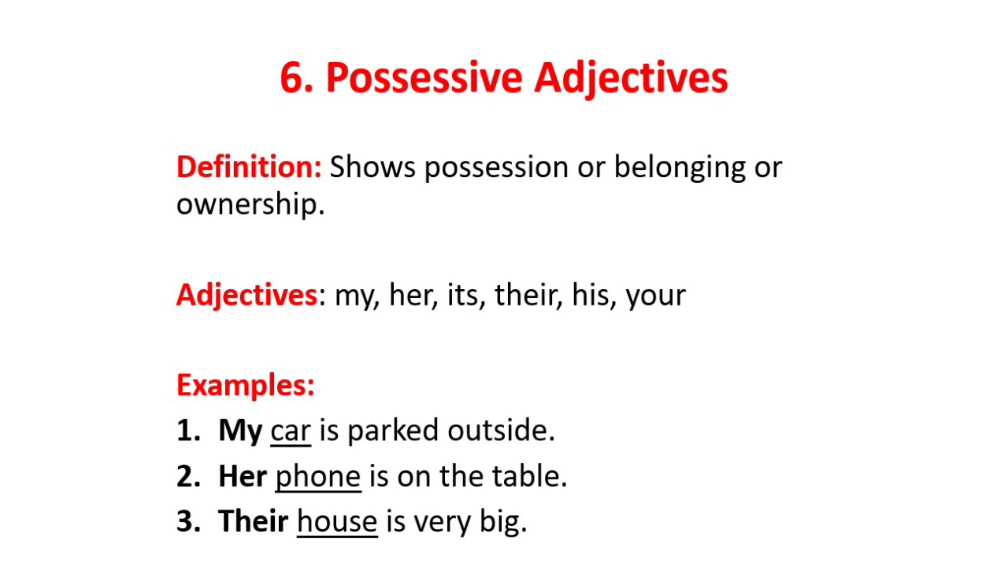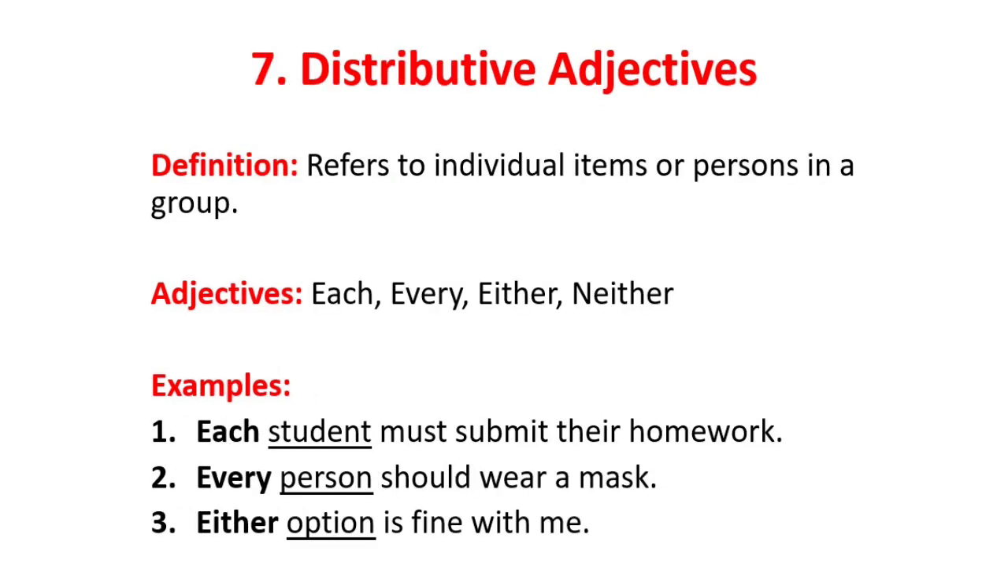So how will you remember this adjective? The adjectives which show ownership and come before a noun. This is how you have to remember. Now let's see the next type. So the seventh type is distributive adjectives. These adjectives refer to individual items or persons in a group.